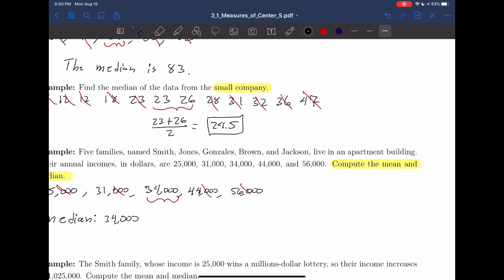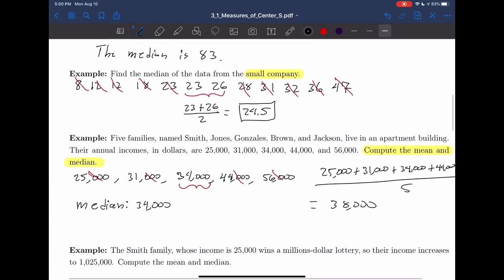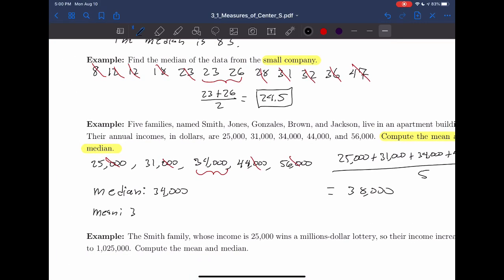Then, computing the mean, we have to take the sum of all these values and divide it by 5, because there's 5 families. If you do that, that should give you 38,000. So then your mean is 38,000.